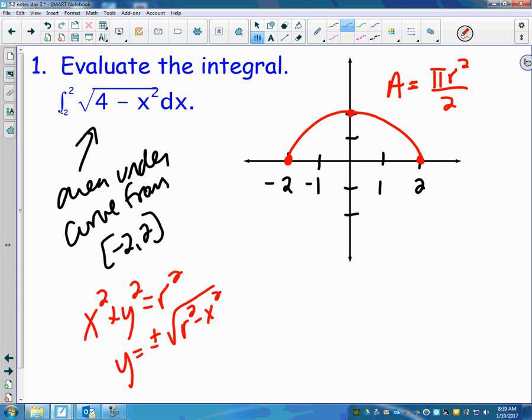So, the exact value of this integral is equal to pi times the radius, which is 2, squared over 2. So without really doing any calculus, right? You said it looked like calculus. We're really not even doing calculus. We're just doing area. And that would be 2 pi.